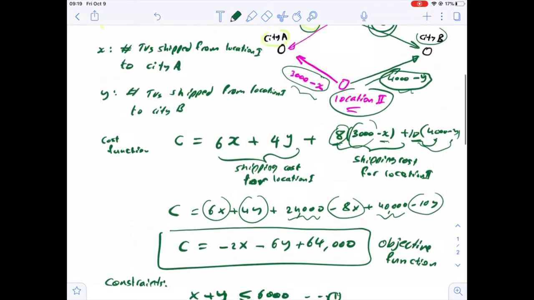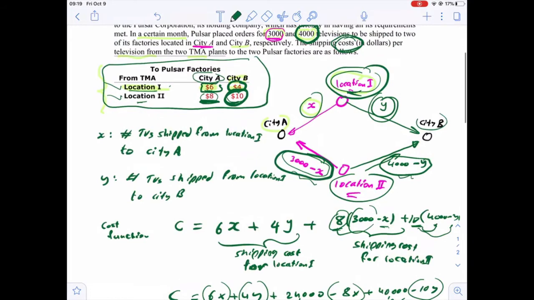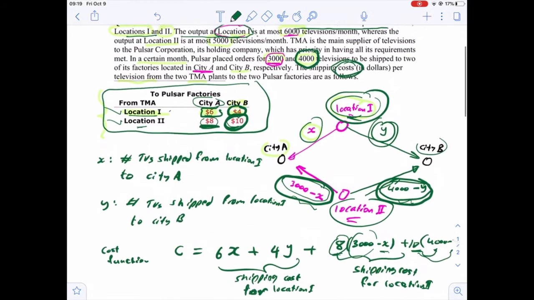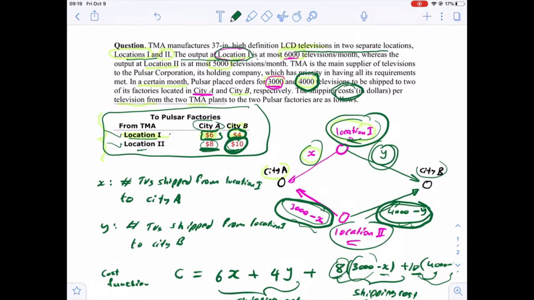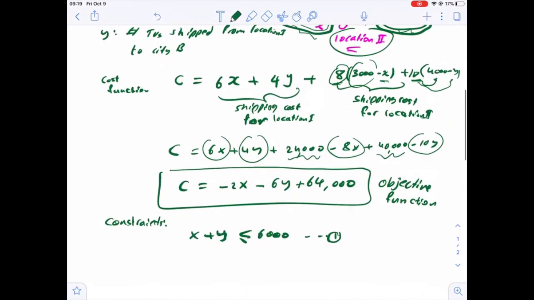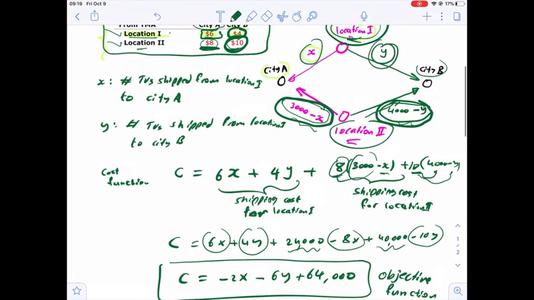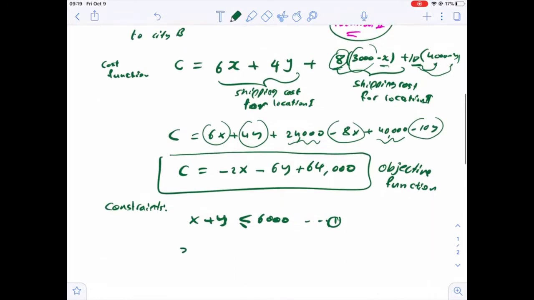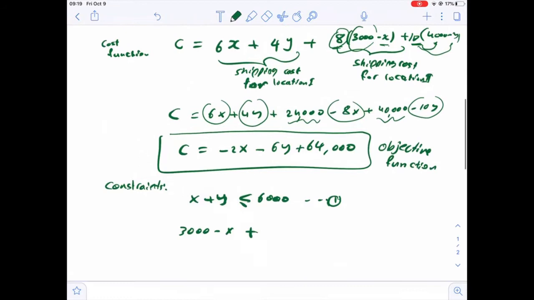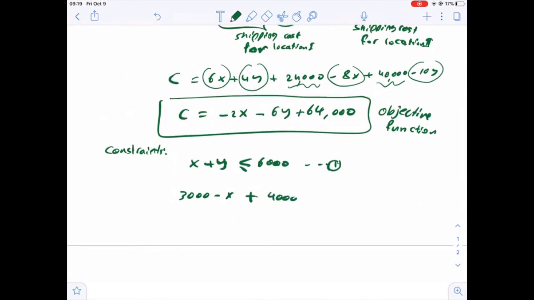And we have also 3,000 minus X plus 4,000 minus Y. These come from location 2, that should not exceed 5,000. It's at most 5,000. So from location 2 we produce 3,000 minus x, and we produce 4,000 minus y, and that should not exceed 5,000. So this is the second inequality.